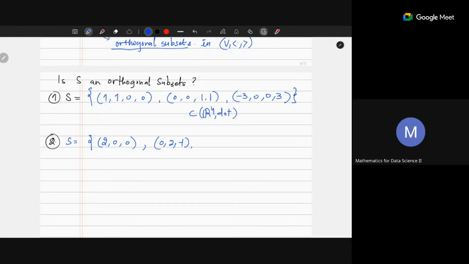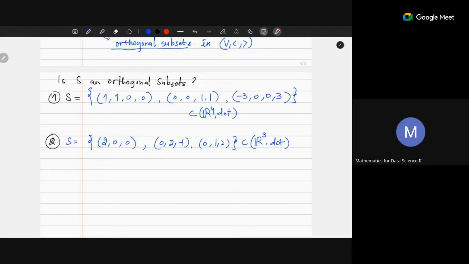So the first one does not. Can you tell me why? Let's take V2 and V3, and it becomes 3. Even if you check V1 and V3, that also. Exactly. So V3 is the problematic vector. If I remove that vector, then it is an orthogonal subset, right? If I remove, let's say, this vector, is it an orthogonal subset now? Yes, it is. Correct.